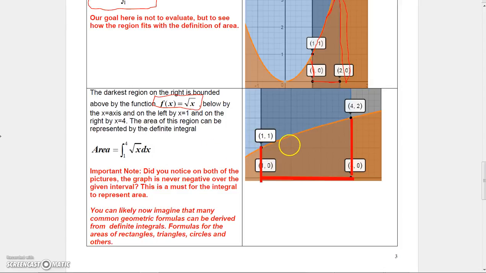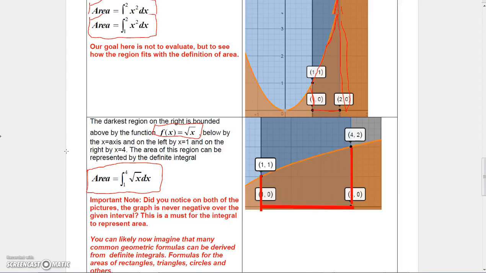So if we want to find the area of that dark shaped region there, we can actually use a definite integral. Again, the function does not go below the x-axis as x goes from 1 to 4, and the function is continuous as x goes from 1 to 4. So this integral would actually tell me the area.